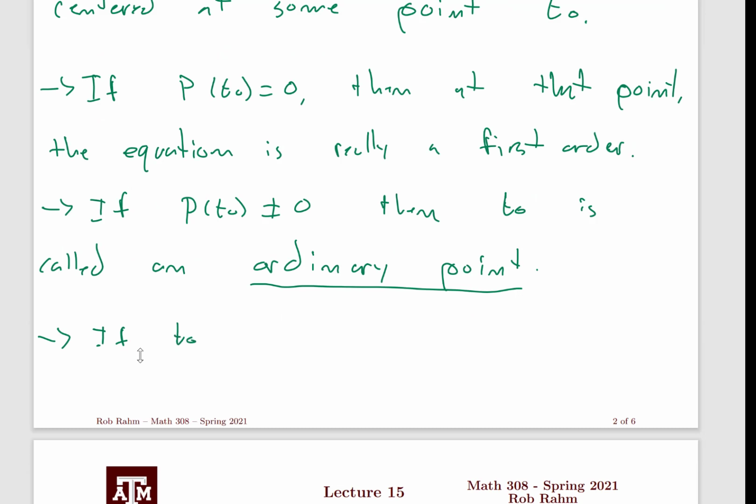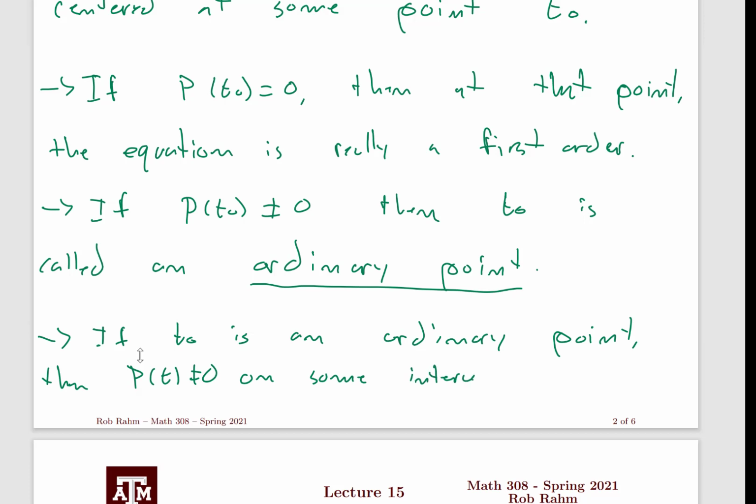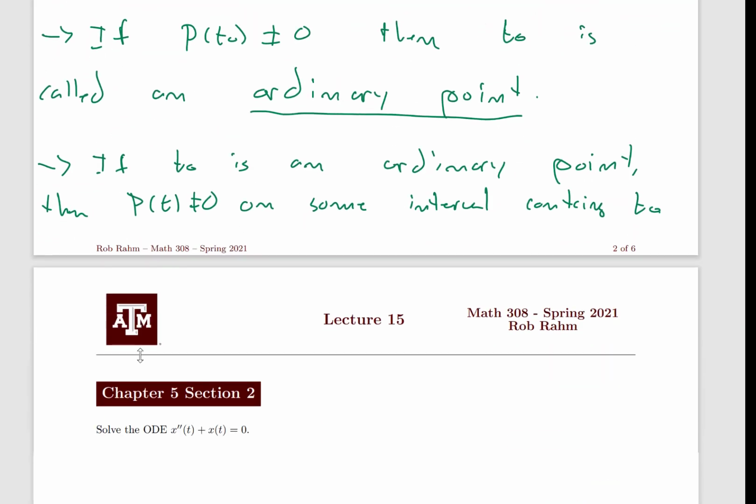If t naught is an ordinary point, there is some neighborhood on which p is not equal to 0. Then p of t never equals 0 on some interval containing t naught. And so why is that?